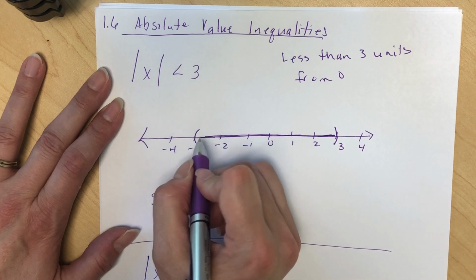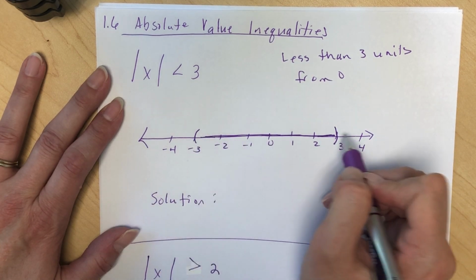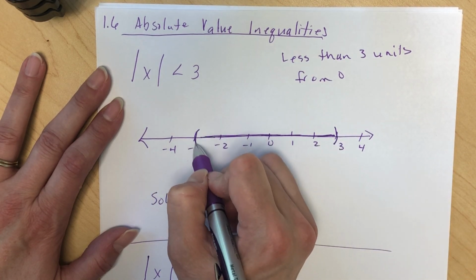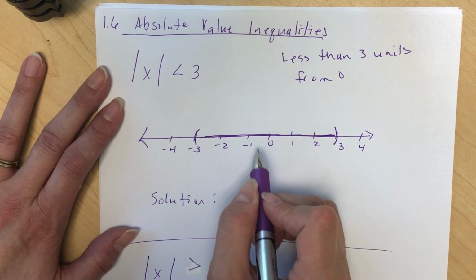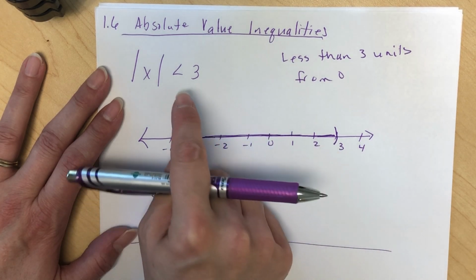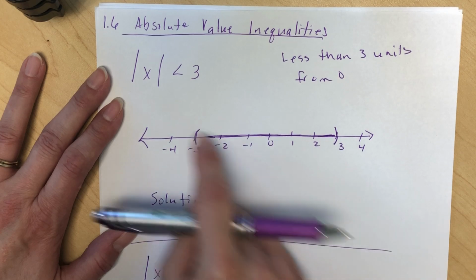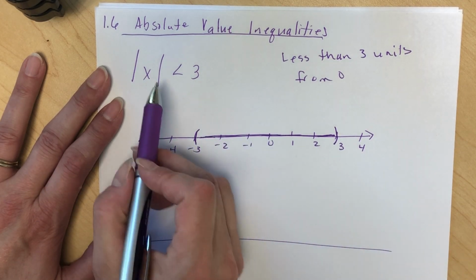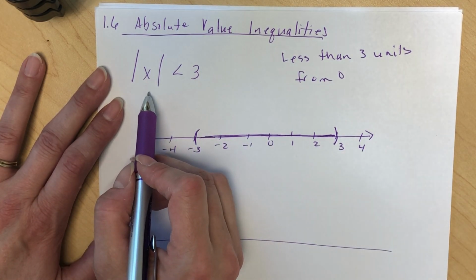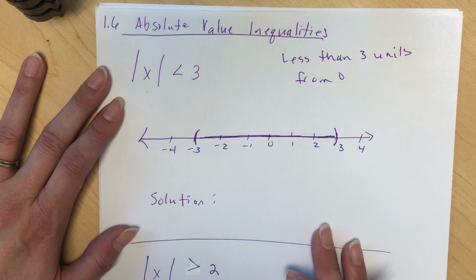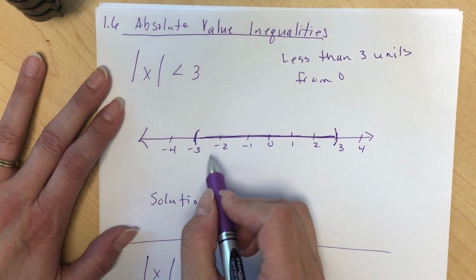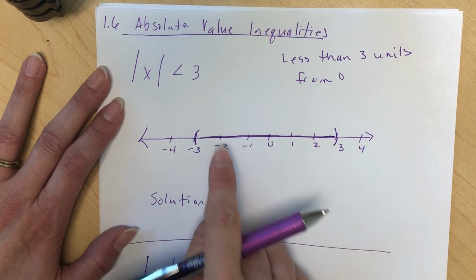Or I guess I should put, you might be used to the open circle. I tend to put parentheses, but it means the same thing. So anything between negative 3 and positive 3 is going to be fewer than 3 spaces away from 0, so it would solve the inequality. So negative 2 would solve it, negative 1 would solve it, 0, 1, 2, and all the decimals and fractions in between. So how would I write what I've graphed as a solution?